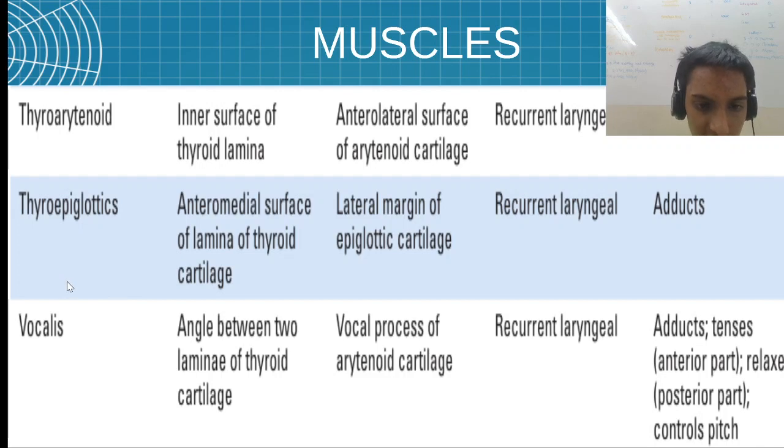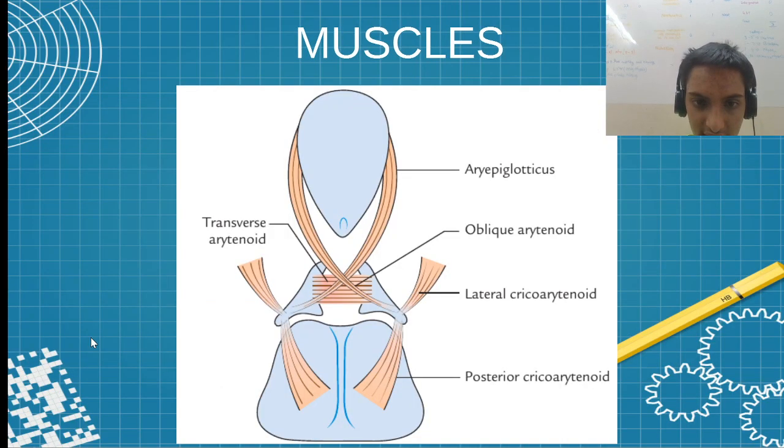And the last one is the vocalis. Vocalis is coming from the angle between thyroid laminae and the cartilage. So the angle between what? TLC. Remember, TLC angle is here. Thyroid laminae and cartilage. So that angle inserts into the vocal process of arytenoid. Vocalis, vocal process. Now let us see the nerve supply.